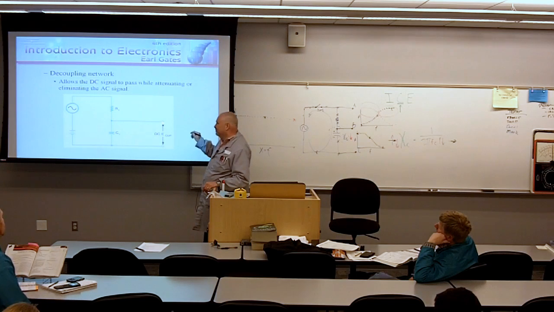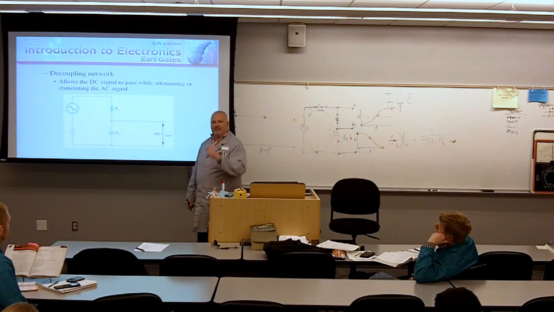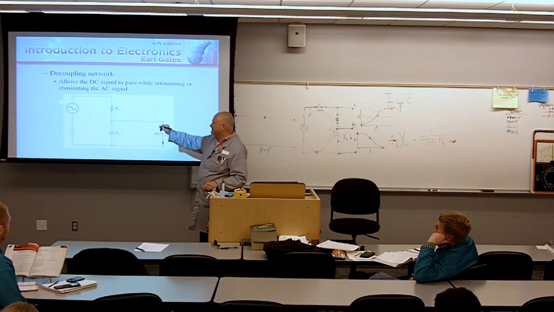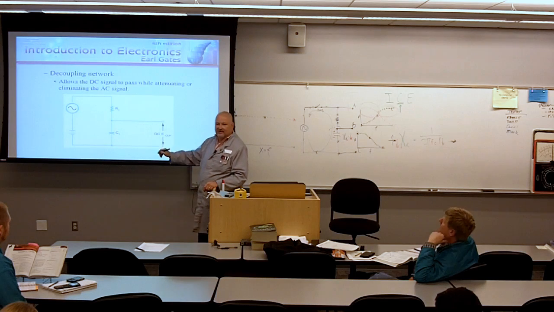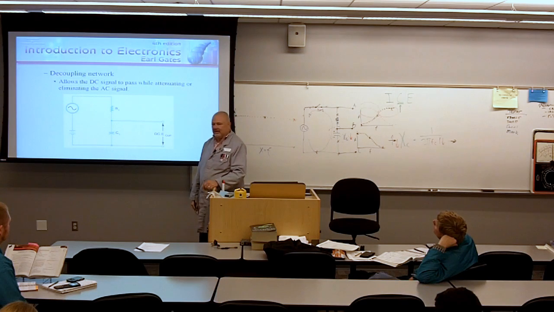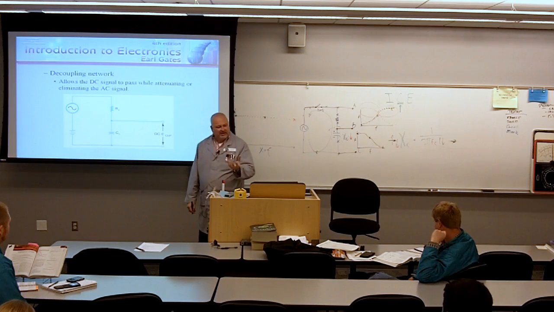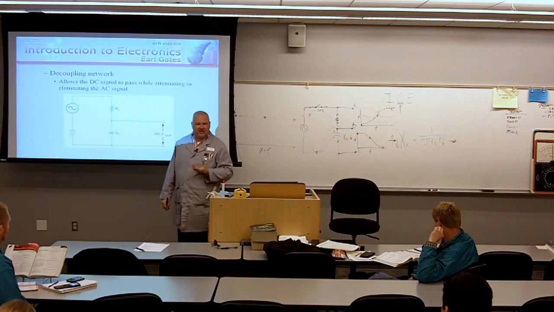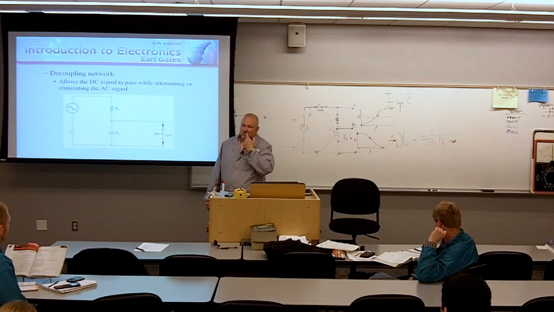So if I connect an output in parallel to this capacitor, what am I measuring at the output? The DC value. What's happening to the AC value? The AC is just going to zip right through the circuit. It's going to go right through that cap. Not an issue. So a decoupling network is pulling off the DC and allowing the AC to pass.